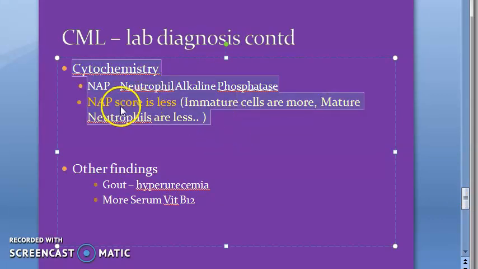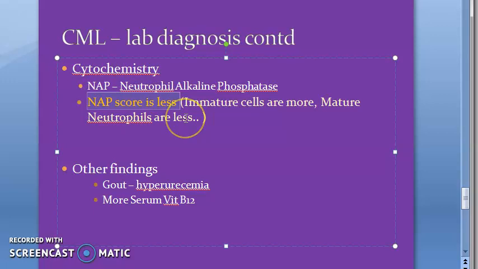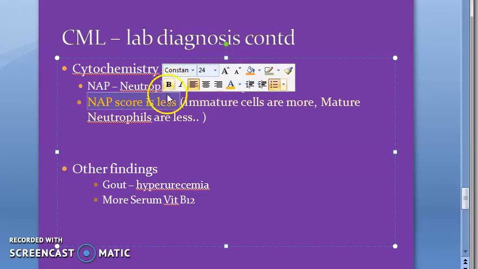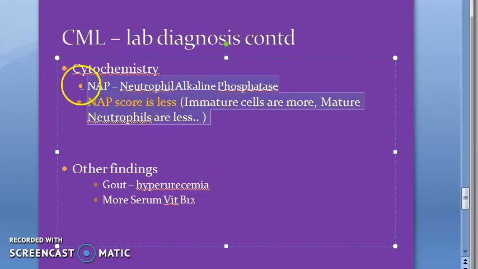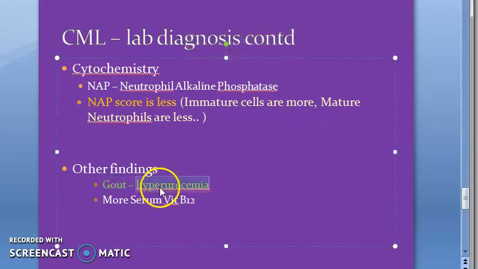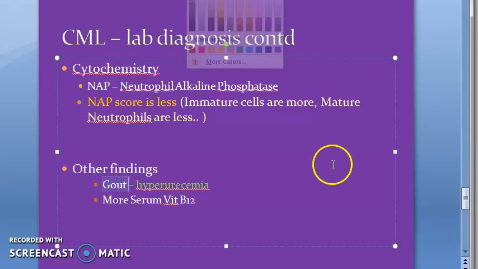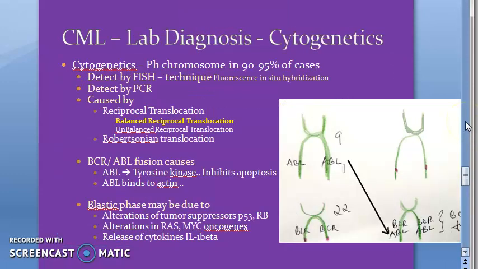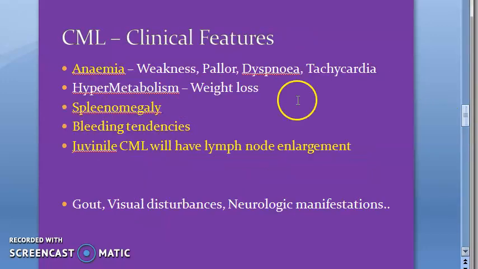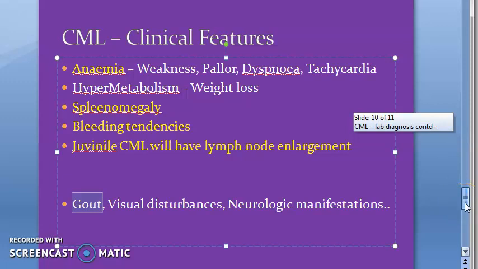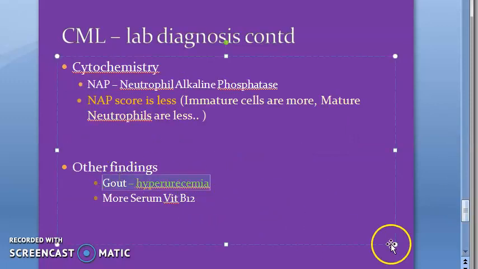Cytochemistry. Now, in cytochemistry, you will see that the NAP score has become less. What is NAP score? Neutrophil alkaline phosphatase has become less. Why did this NAP score become less? Because probably the blast cells are more. So the neutrophil alkaline phosphatase becomes less. Now, other findings you will see: hyperuricemia. Hyperuricemia or gout you can see. Why are you seeing hyperuricemia? No idea, but actually we have seen in clinical features, if you remember, gout, correct? So that shows that hyperuricemia can be there.